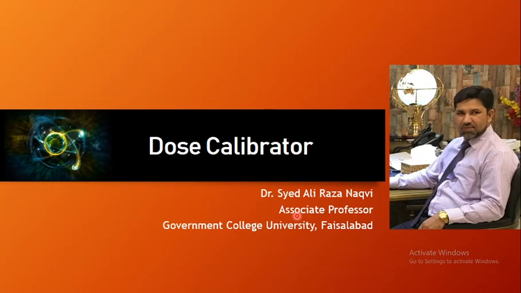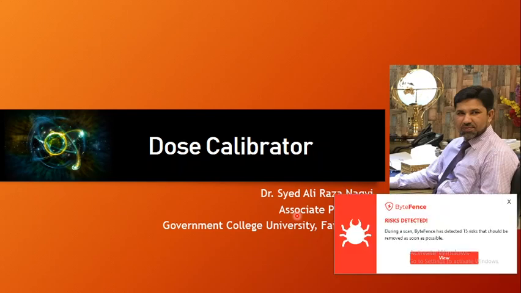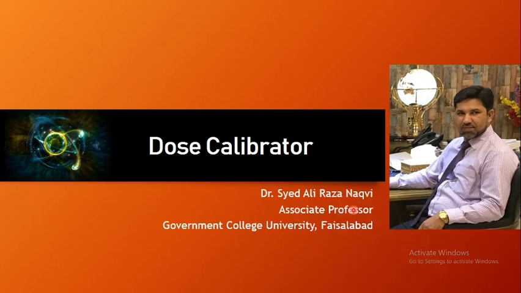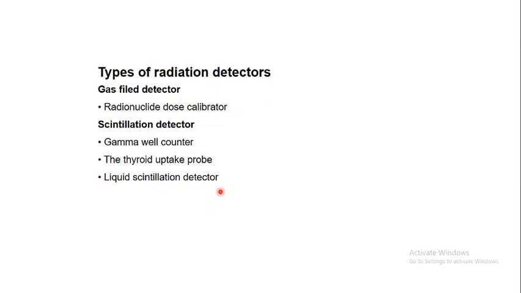As you know, in our previous lecture we studied the different instruments that are used for the detection of radiations, particularly the Geiger-Muller counter. In this lecture we will study the dose calibrator. A dose calibrator is actually an essential instrument for the calibration of radiation in order to dispense it to the patient.